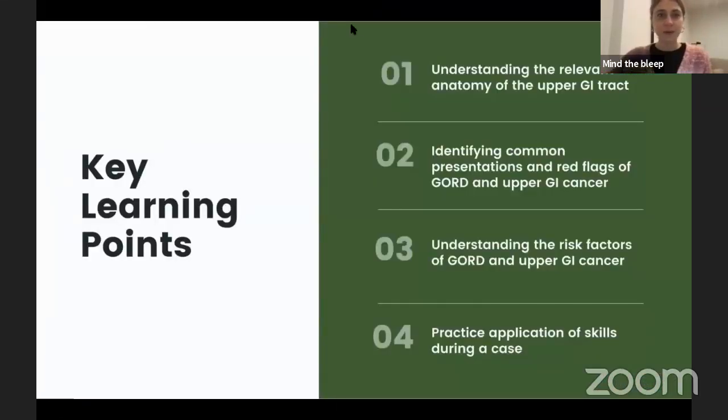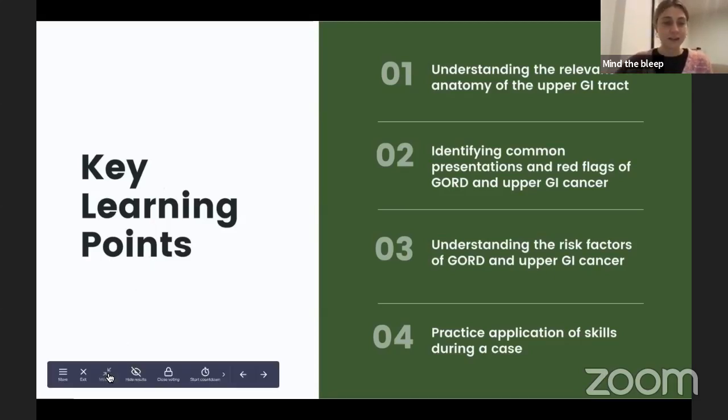So the key learning points will be for you to understand the relevant anatomy, and identify common presentations, which you will likely come across when you work in a hospital. So that's going to be very beneficial for you. I'd like you to understand the risk factors for gastric reflux disease and upper GI cancer, and then we'll practice application of skills you've learned during a case.